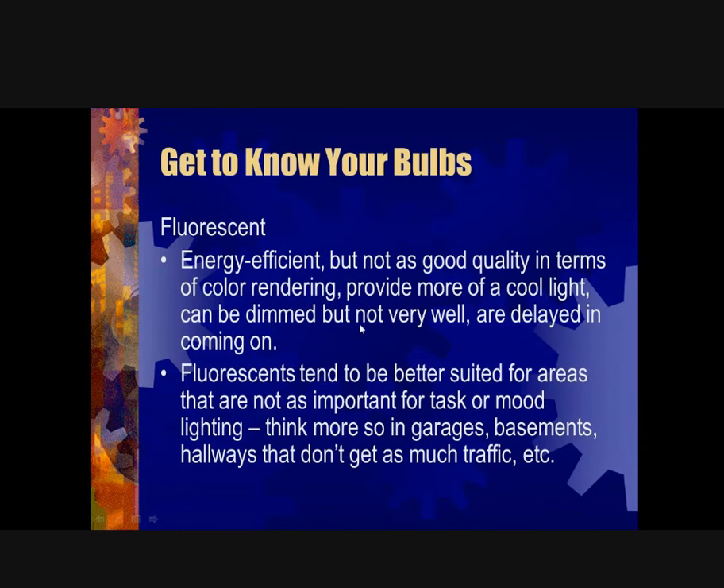They can be dimmed but not very well, meaning it's very difficult to dim. Putting a dimming circuit in your compact fluorescent or fluorescent bulbs, they are delayed in coming on. Fluorescents tend to be better suited for areas that are not as important for task or mood lighting. Think more of garages and basements that don't get as much traffic. But this has changed because of the advances in compact fluorescent lamps.